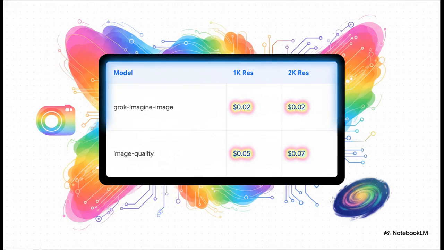But if your app demands top-tier photorealism, maybe for an e-commerce platform, you just switch to the quality endpoint. That scales the cost up to 5 cents for 1K and 7 cents for a 2K image. It's a beautifully transparent system that lets you dial in the exact speed versus quality trade-off you need.